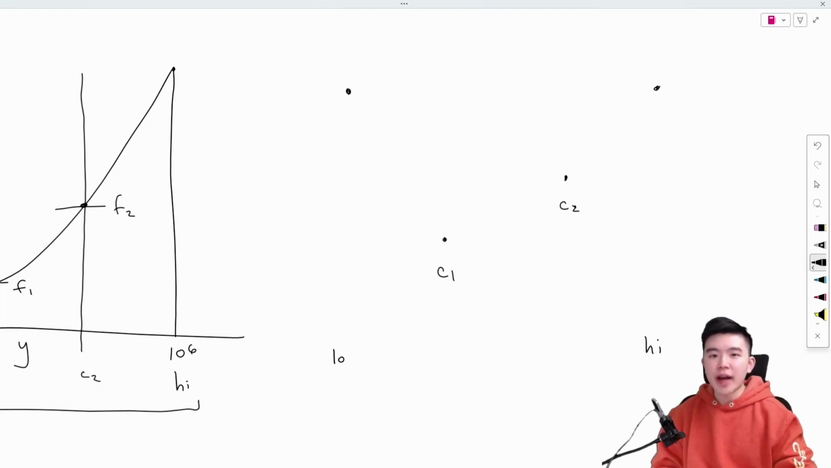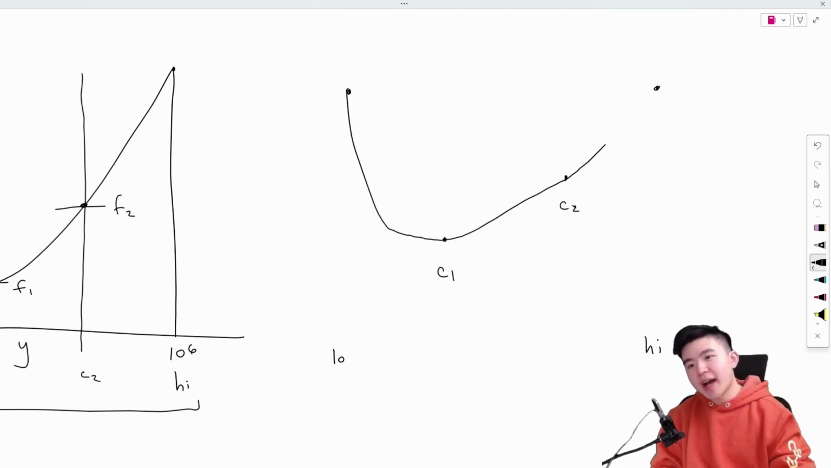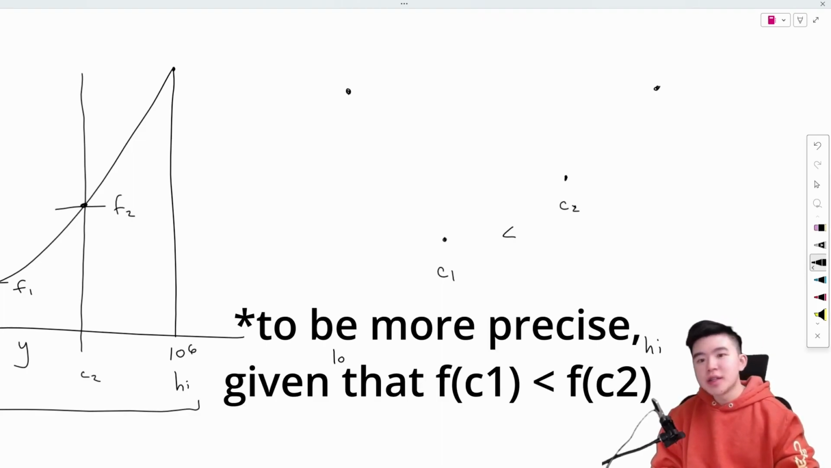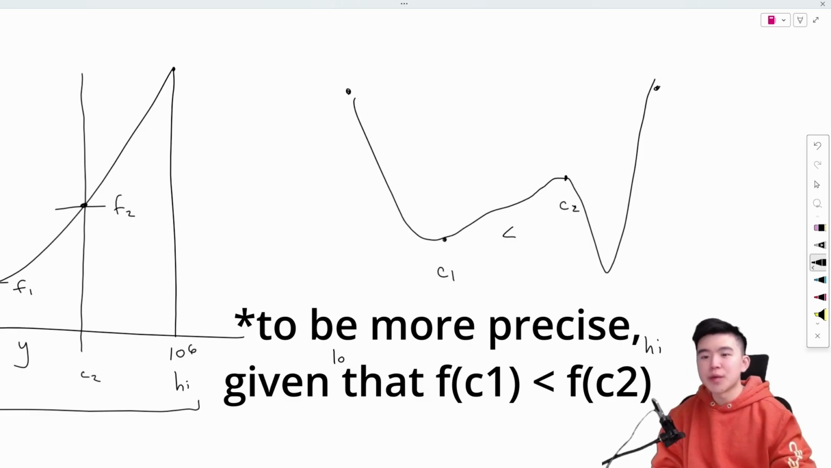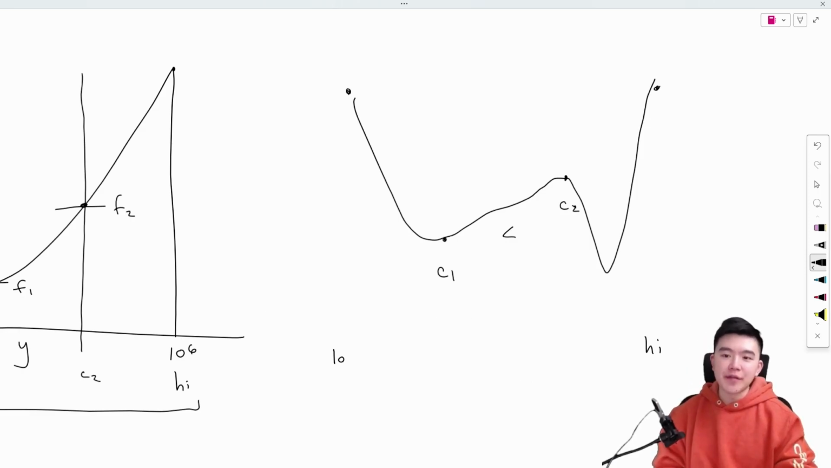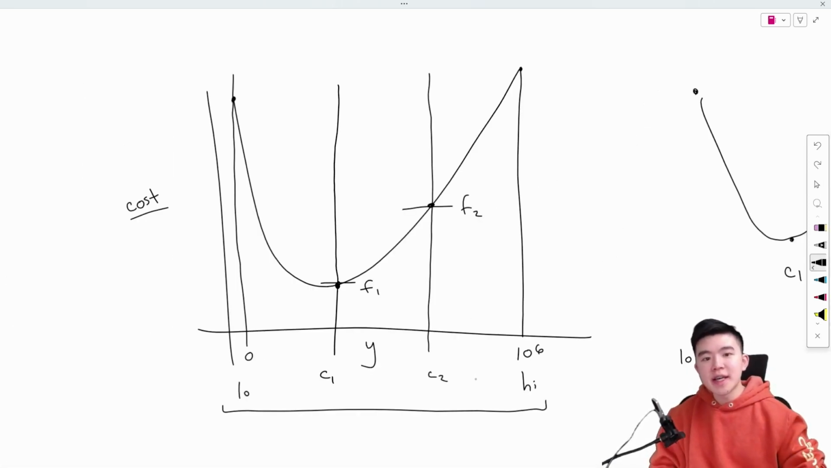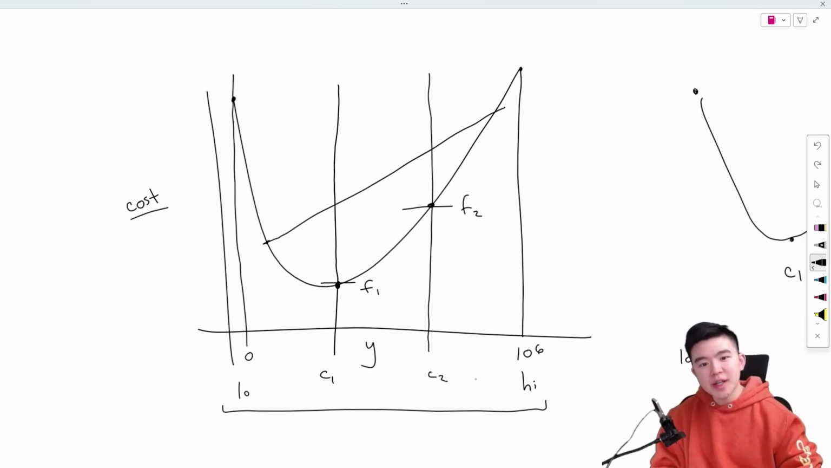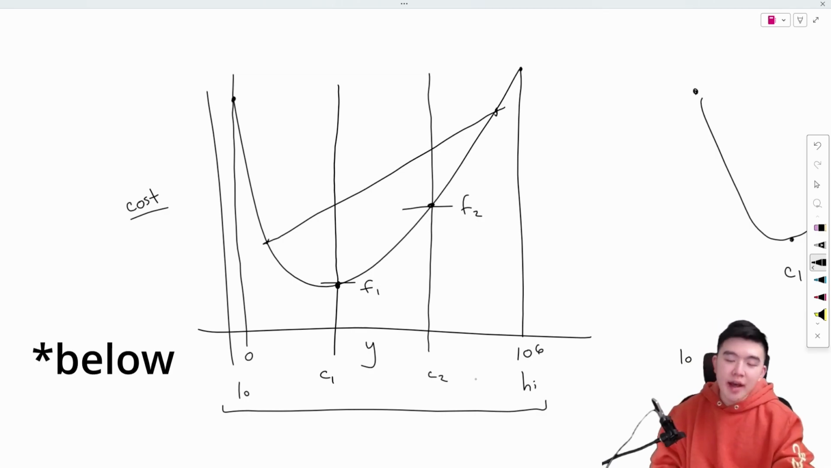Now, since it's convex, the function sort of has to look like this. There's no way the minimum can be between C2 and high, given that C1 is less than C2. So the function would have to look like something like this in order for the minimum to be between C2 and high, and that just doesn't work for a convex function. Because what a convex function is, if you draw the curve and you draw any line segment between 2 points on the curve, the curve lies below that line segment.